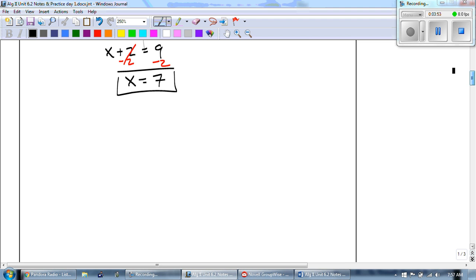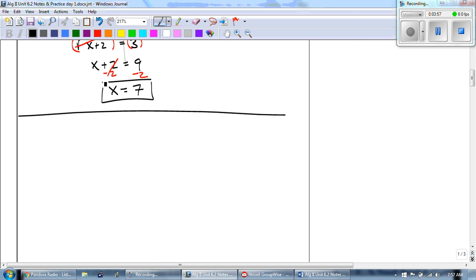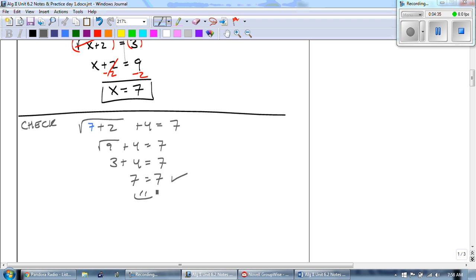Now, I am not 100% sure yet that that's my answer because what we just said is we have to check it. So I'm going to go with our original problem. Everywhere there was an x, I'm going to plug in a 7. So let's go and check. What's 7 plus 2? Yeah, 9. The square root of 9 is 3. And does 3 plus 4 equal 7? Yes, it does. I'm happy. It works. So now I can come over here and say that my answer is x equals 7.